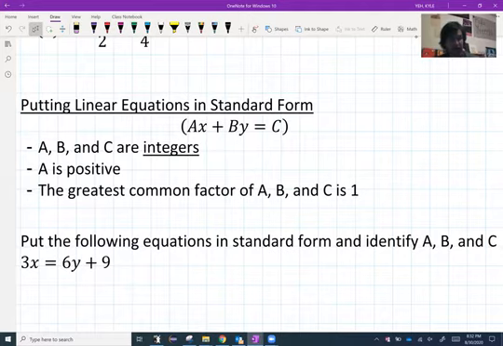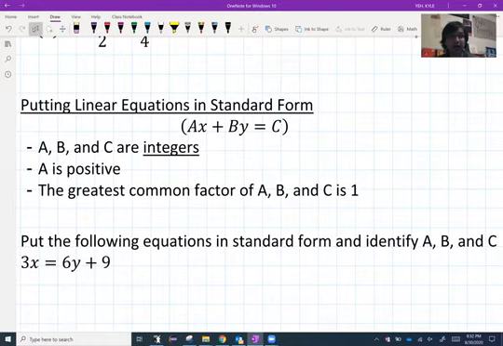So as you're looking at those bullet points, you see that there are more rules. A, B, and C have to be integers, whole numbers, for this to be considered in standard form. So no fractional coefficients for the x's or the y's, and no fractional number for the constant, I guess you would say.